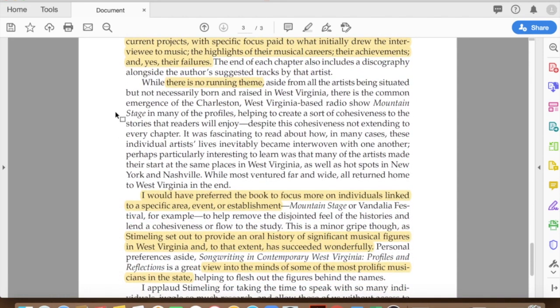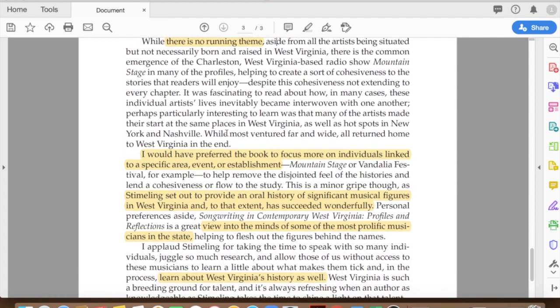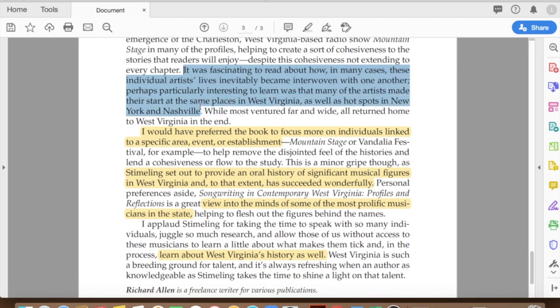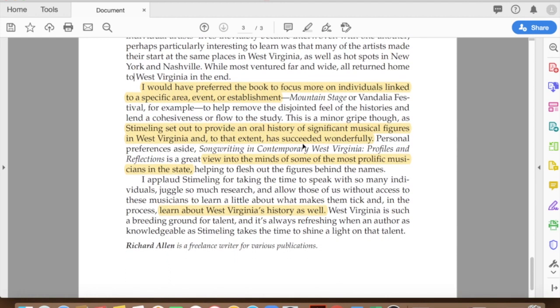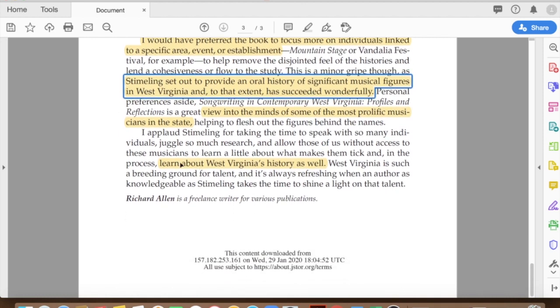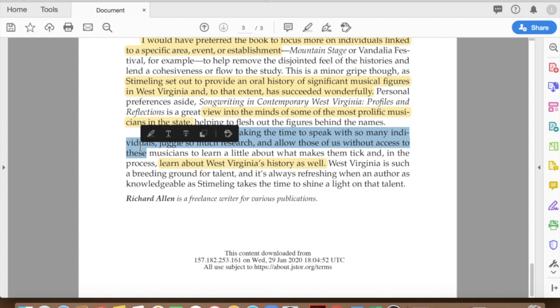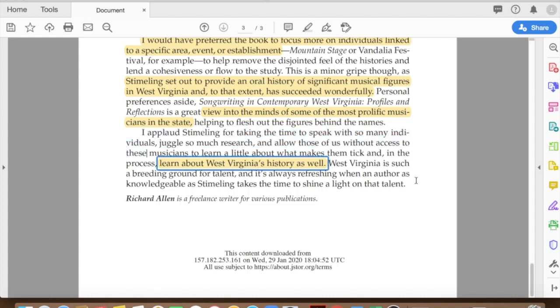And then as he begins to wrap up his introduction, his evaluation, he continues to talk about maybe some of the problems. So he says that there isn't a running theme, but the reader's able to make a theme out of their own reading in the book. He goes on to say that he would have preferred a different organization as a reader, but that the author, Stimeling, did what he set out to do. So again, we're thinking about purpose and audience and whether the author has achieved his purpose and reached his audience. And then the review concludes by talking about what the book does successfully and what the reader gets out of it, which ends with more or less a recommendation of the book for a reader who hasn't read it yet.